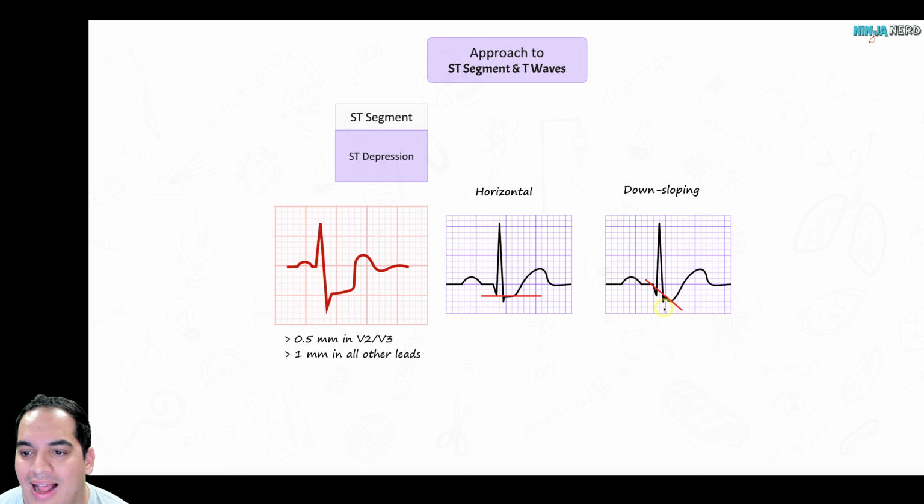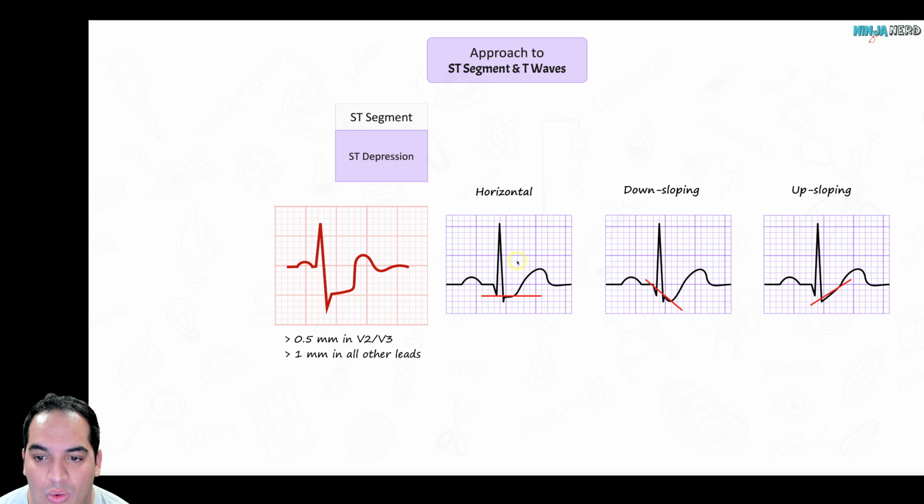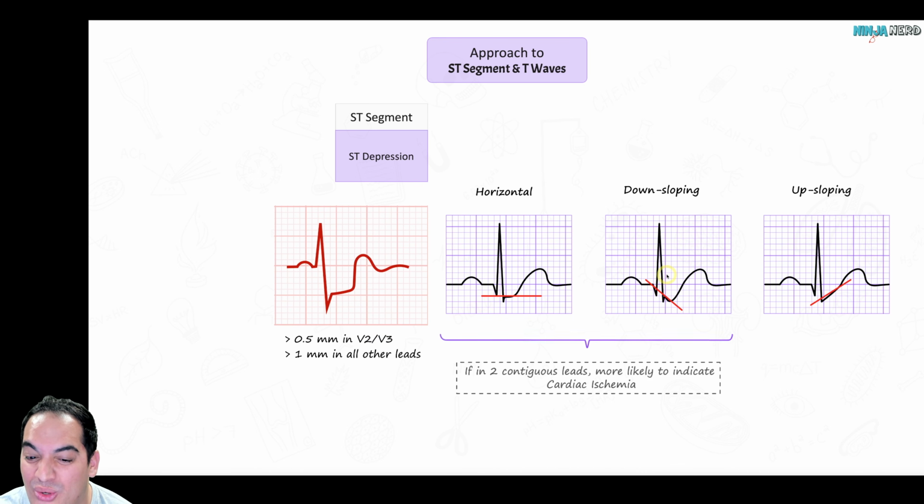The one that's maybe not as concerning could be upsloping, but if I see horizontal and downsloping ST depressions and it meets this criteria, greater than 1 millimeter depression, again, from you have an isoelectric line here and the J point's at least greater than a millimeter below that, or greater than 0.5 millimeters in V2 and V3, and you see horizontal downsloping type of configuration and it needs to be 2 contiguous leads, this is concerning for ischemia. Myocardial ischemia, such as unstable angina or STEMI.